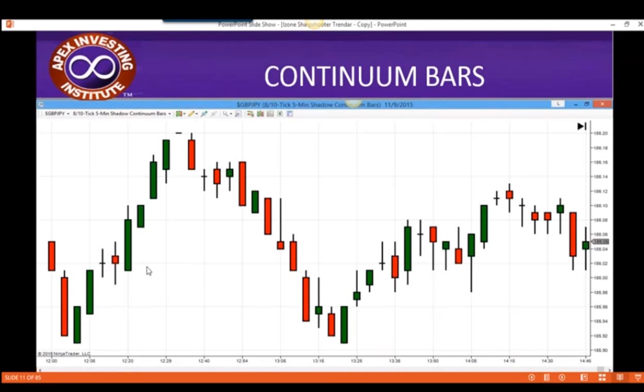They're tick bars. They're not necessarily time-based bars, not a 1-minute or 5-minute or 10-minute bar. It's tick bars, all right? And right here, this 8/10, what that means is, let's say a bar closes up. For it to make a new long bar, that bar has to go up by 8 ticks. If the bar goes down 10 ticks, then it makes a new short bar. So it's not time-based, all right?